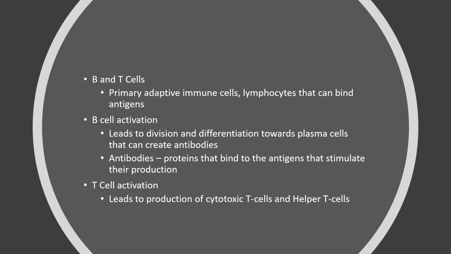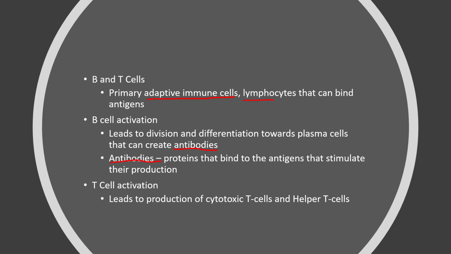So we have different types of immune cells. We have B and T cells. These are our primary adaptive immune cells. These are lymphocytes, meaning they come from the lymph, that can bind antigens. When B cells are activated, they eventually create antibodies. Antibodies are proteins that can bind to the antigens and stimulate their production.